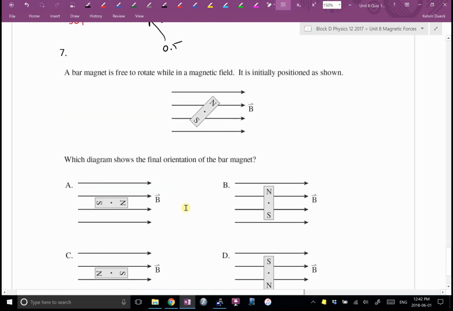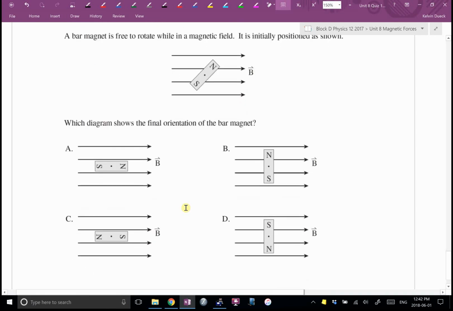A bar magnet is free to rotate while in a magnetic field. It's initially positioned as shown. Which diagram shows the final orientation of the bar magnet? Pretty sure no. Yes. Okay. A or C? Magnetic field lines always point from what to what?